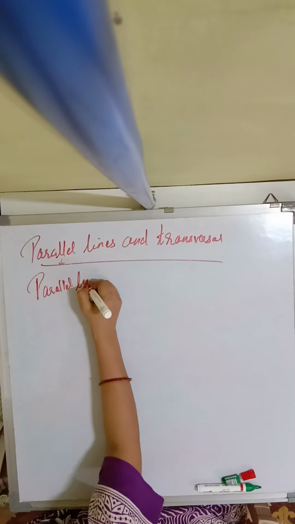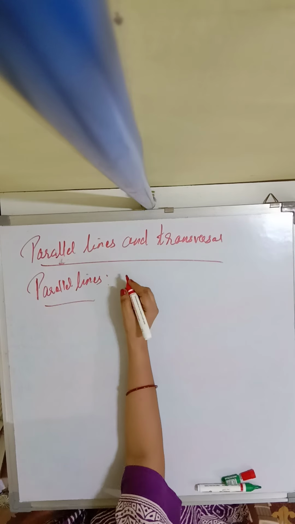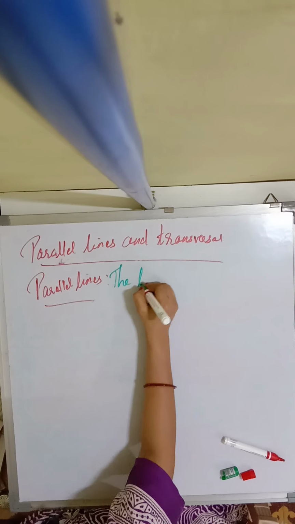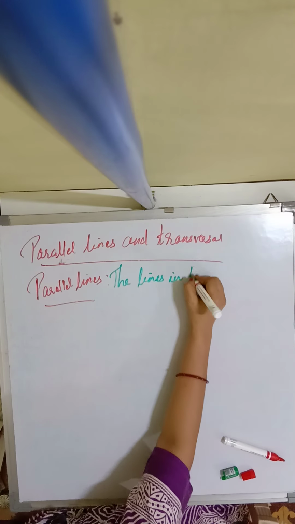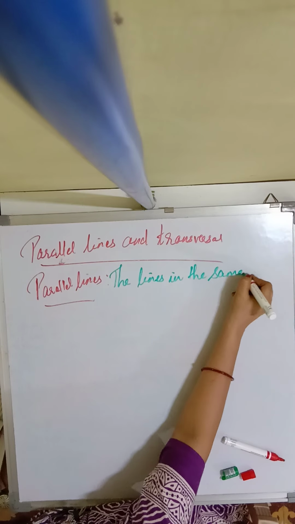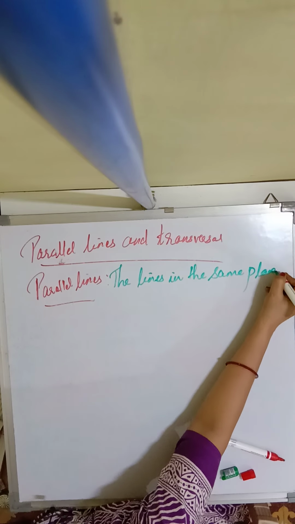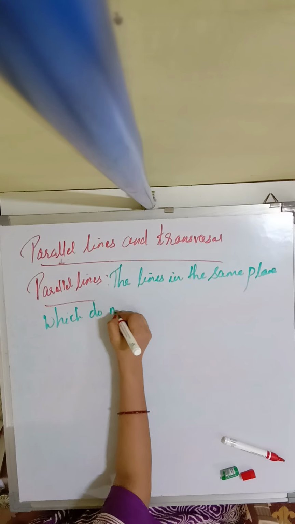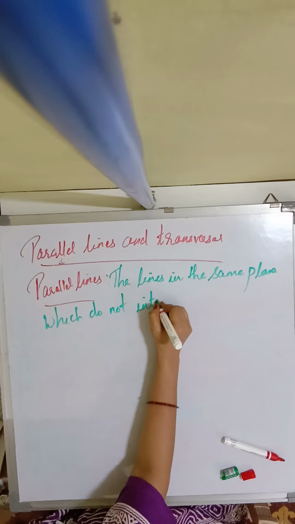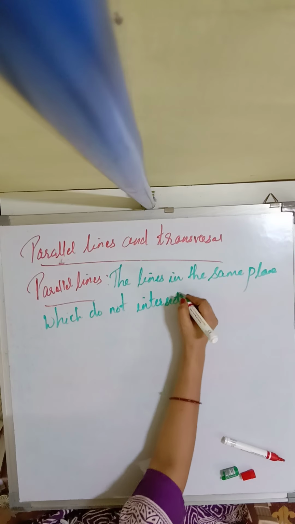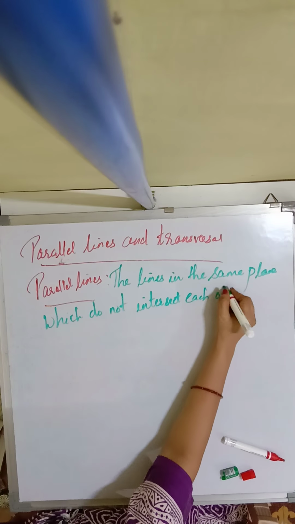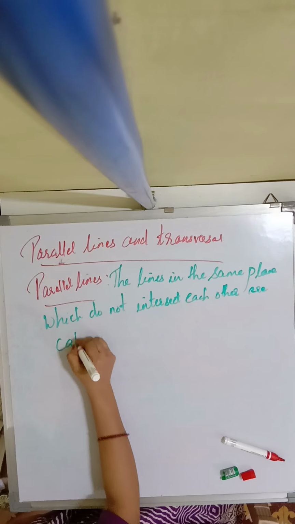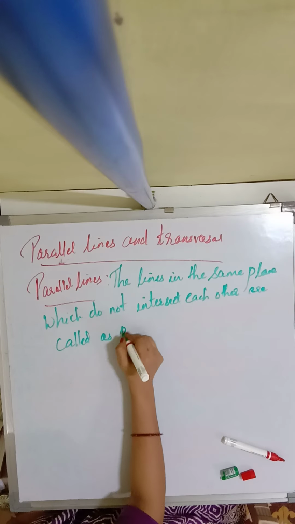Okay, so first we'll write the definition of parallel lines. Write down: the lines in the same plane which do not intersect each other are called parallel lines.